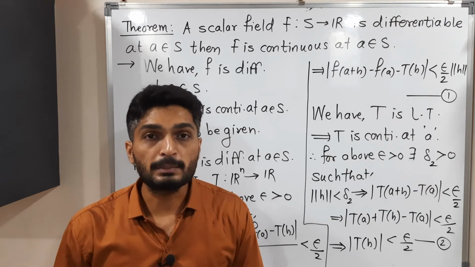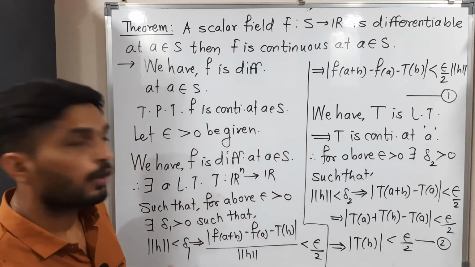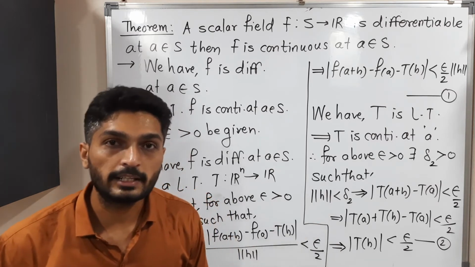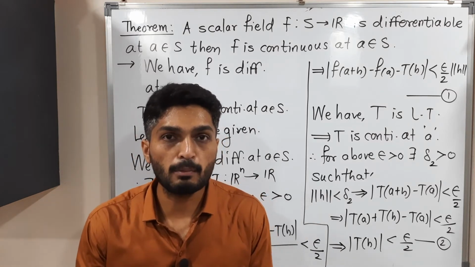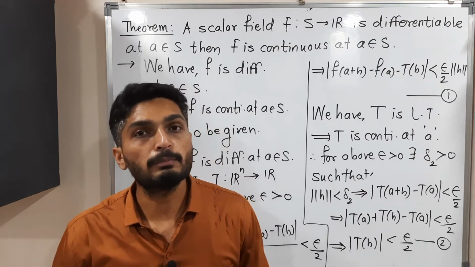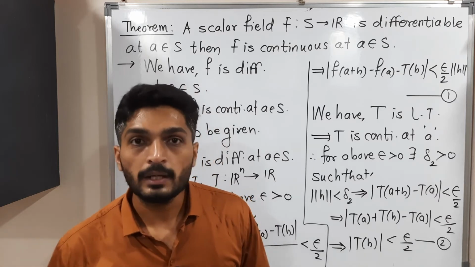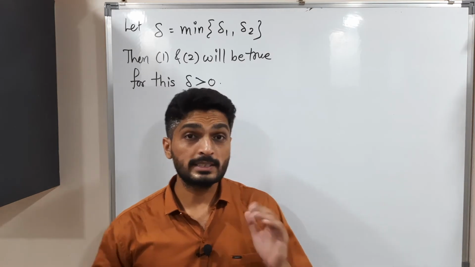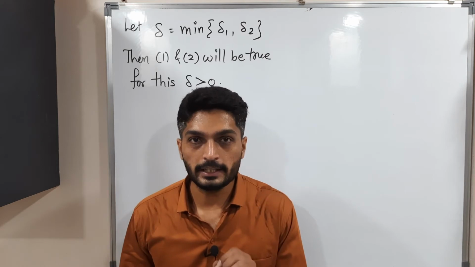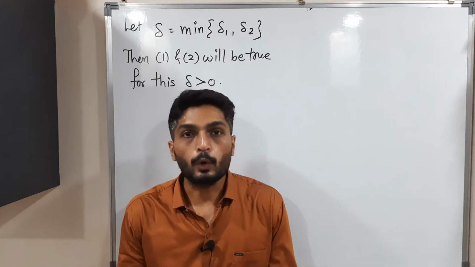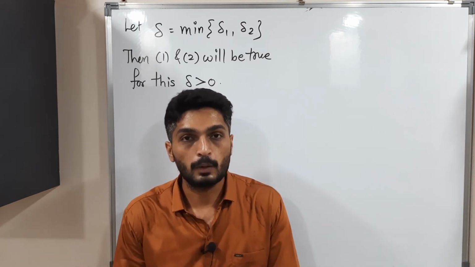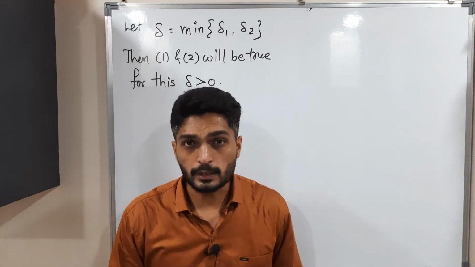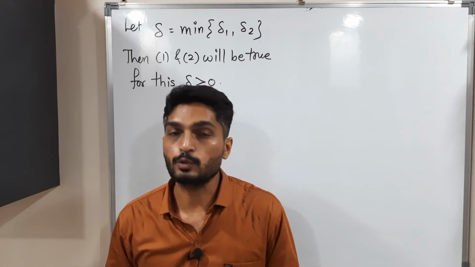But the problem is that statement number 1 is true for norm h less than delta 1, and statement number 2 is true for norm h less than delta 2. So I will choose the minimum of delta 1 and delta 2, so that both of them are true simultaneously. There is no more space to write, so make a screenshot of it, then we will go further. So I have selected the minimum of delta 1 and delta 2, and we call it delta. So 1 and 2 will be true simultaneously for this delta. Let us come back to the last point: we have to prove that f is continuous at a.